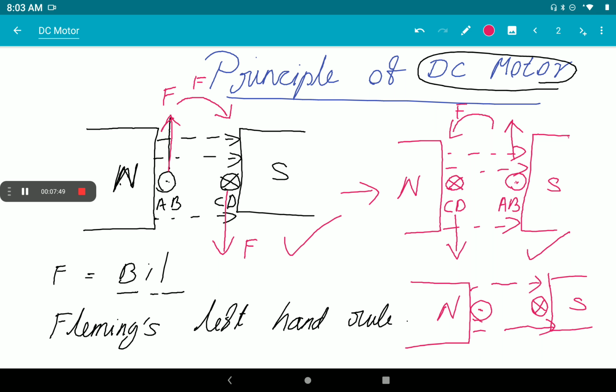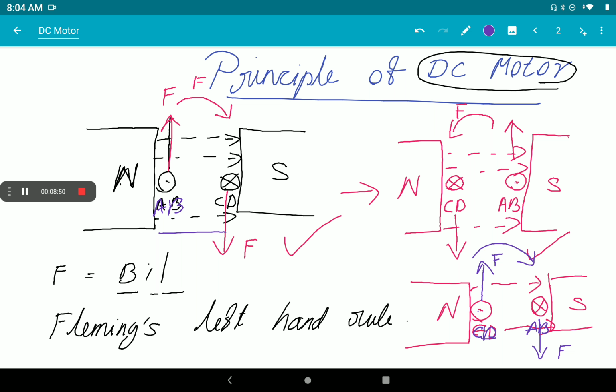That means now when we apply after 180 degrees also, this is CD and this one is AB. Initially AB and CD are in this position. Now after 180 degree rotation, CD is coming under the influence of the north pole, but the current direction is outward. That means any conductor which comes under the north pole should have the direction of current outward, and the conductor coming under the south pole should have the current in the downward direction. Then when we apply Fleming's left hand rule again, the force produced on the north pole conductor will be in this direction, and the force produced on the south pole conductor will be in this direction. So collectively the total torque will be in the clockwise direction.